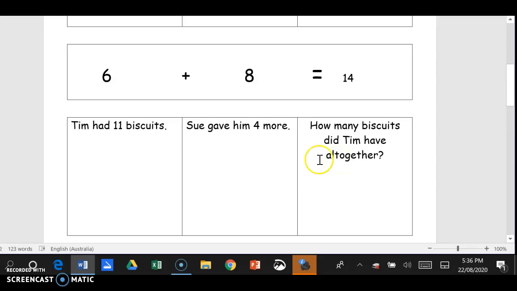So after this, I want you to go and find the activity that says addition number stories and complete the work in that section there. Okay, and then tomorrow's maths is going to be more number stories, but just using money. So we need to practice, guys. Practice, practice, practice.